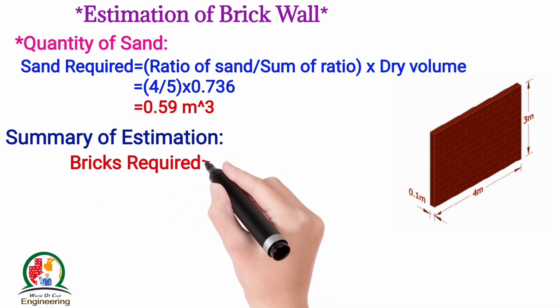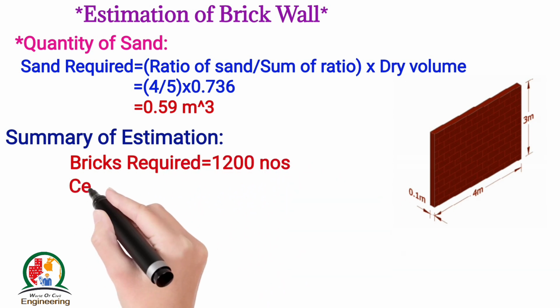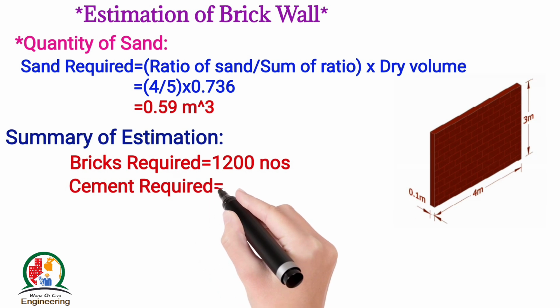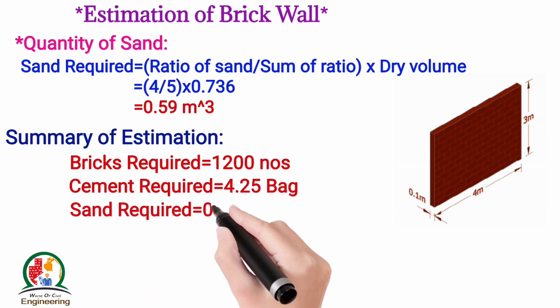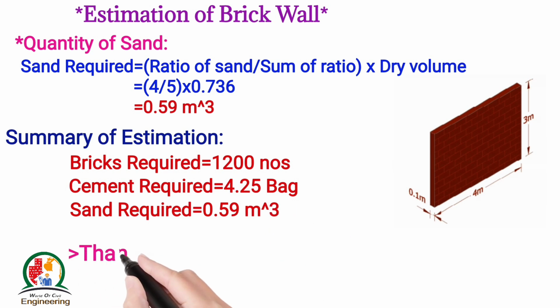Finally, we have the summary of estimation. We needed bricks 1200 nos, cement 4.25 bag, and sand 0.59 meter cube.